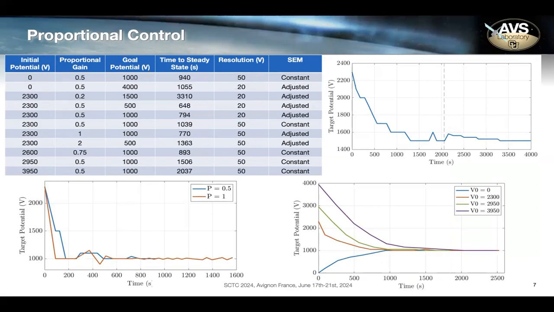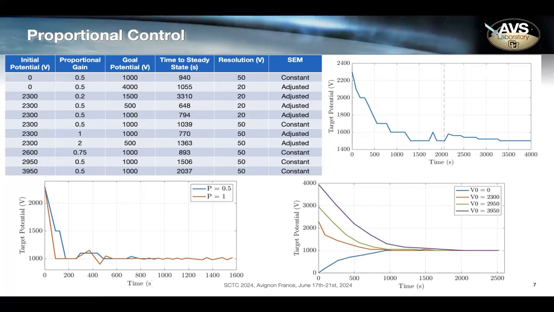For multiple charging scenarios with different initial potentials, proportional gains, and goal potentials, the control was able to converge to a resolution of at least 50 volts, and in some scenarios, specifically adjusted control with gain less than 1, a resolution of 20 volts was achieved. On the plot on the top right, you will see a dashed line. This dashed line indicates where the voltage sweep was adjusted. And you can see that the potential jumps from 1500 volts up to 1580 volts. The target potential did not actually change. That was just a higher resolution voltage sweep, giving you more accurate measurements.